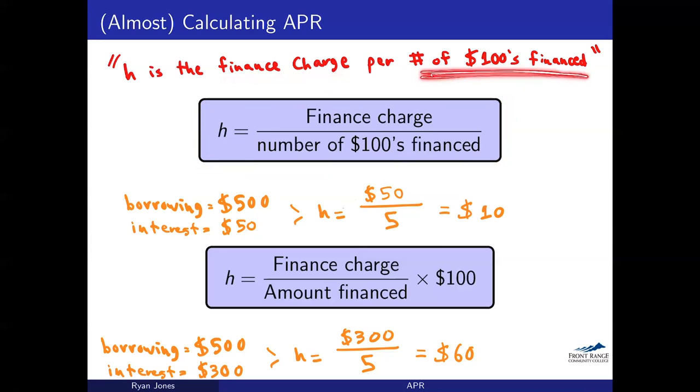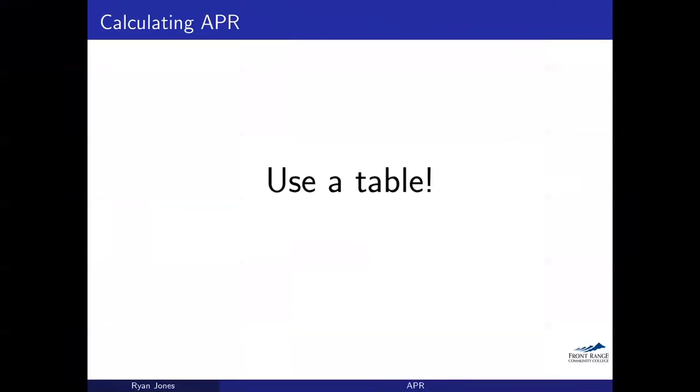And we just state how much we finance in terms of the number of $100 bills being financed. This formula, you can rewrite in a slightly different way. I'm not going to bother explaining why that's the case. I'll leave that to you if you feel like it, but you can rewrite it like this, and you can actually write it in terms of the amount financed. You end up getting the same thing, regardless of which one you use. It doesn't matter to me. Feel free to use either. They're equivalent. So there we go. We've got this value of H, and really that's going to be our biggest thing for finding APR. Once we have H, we can calculate APR by using a table.